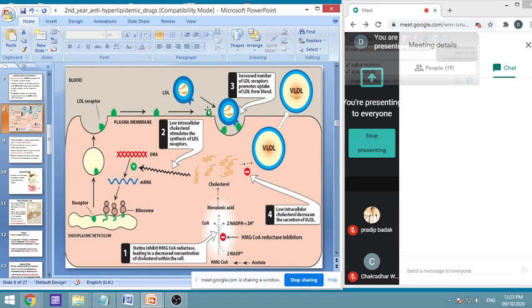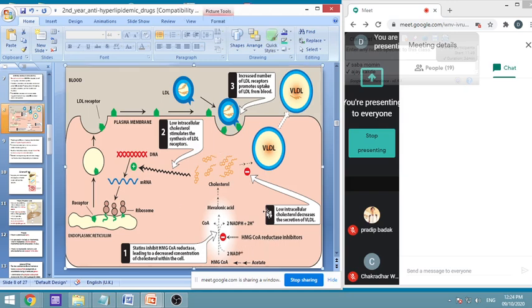LDL is taken up by cells, and LDL receptors are present which allow intake when the LDL binds with them. Similarly, these LDL receptors promote the removal of LDL from the blood. So this is how it works.